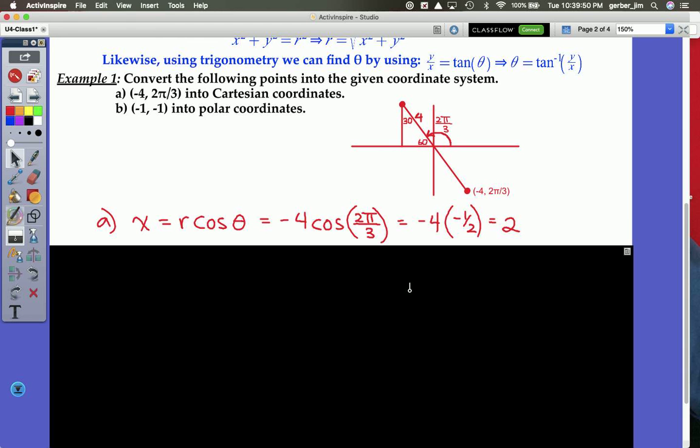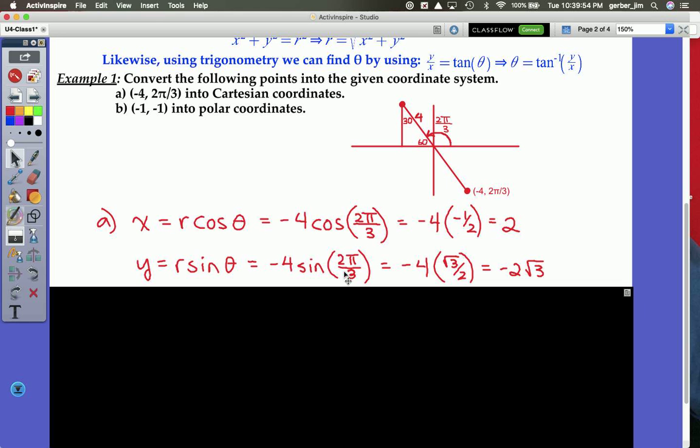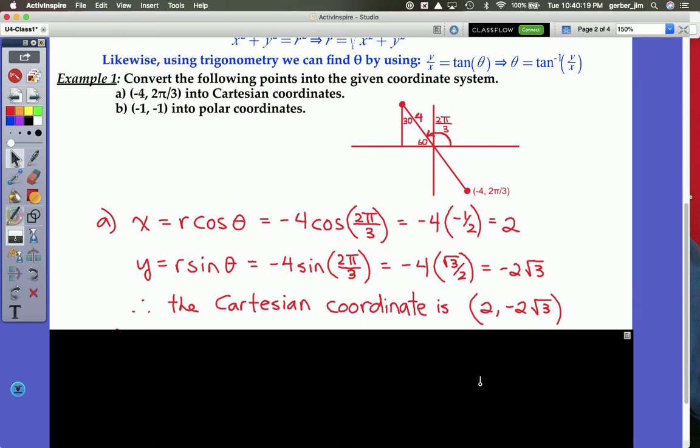My y coordinate is going to be r sine theta. So that's going to be -4 times the sine of 2π/3. The sine of 2π/3 is positive root 3 over 2. And so -4 times radical 3 over 2 gives me -2 root 3. So what I'm saying is that this polar coordinate, (-4, 2π/3), is equivalent to the Cartesian coordinate over 2 and down 2 root 3. So the Cartesian coordinate is (2, -2√3).